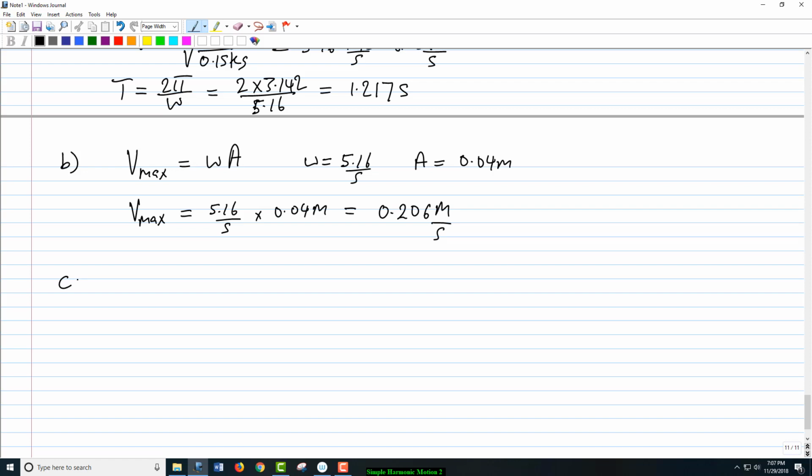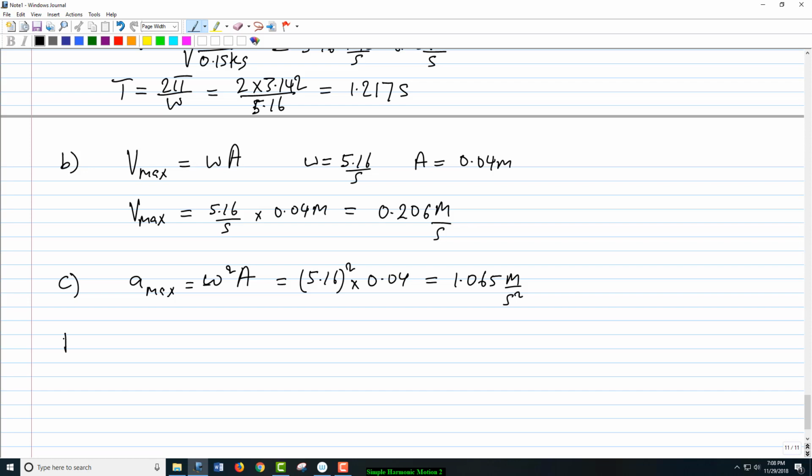And then C, we want to find our maximum acceleration. Maximum acceleration was given as A max equals omega squared A. So we can just square the omega, 5.16 squared, and multiply that by 0.04. That's 1.065 meters per second squared.